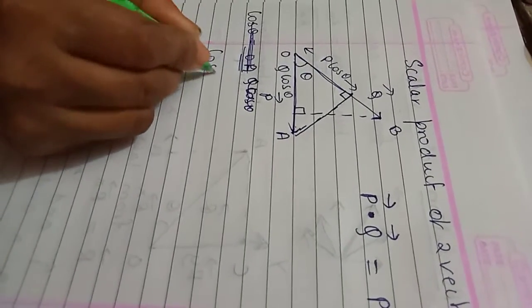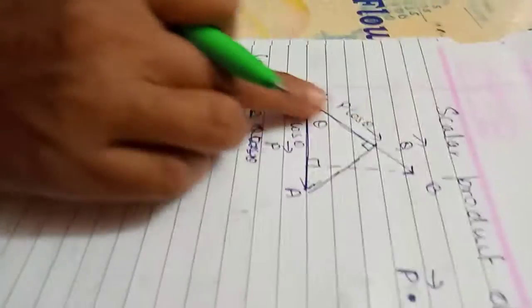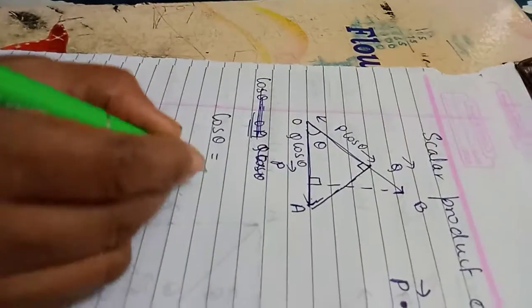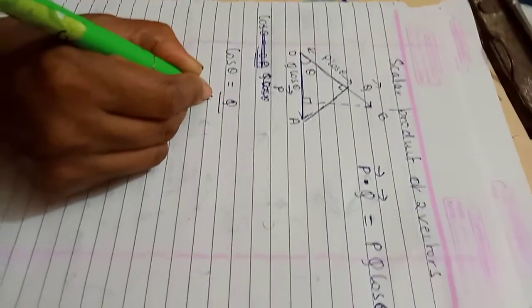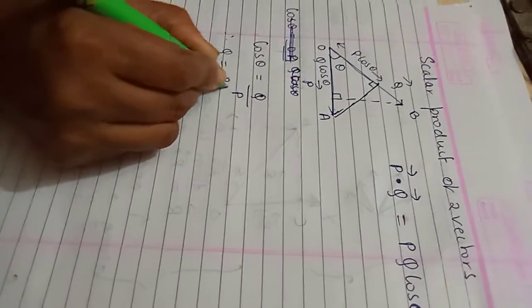What is cos theta? What is cos theta in this? Obviously cos theta is adjacent side upon the hypotenuse. So it is Q divided by P. Therefore, what is Q? P cos theta.